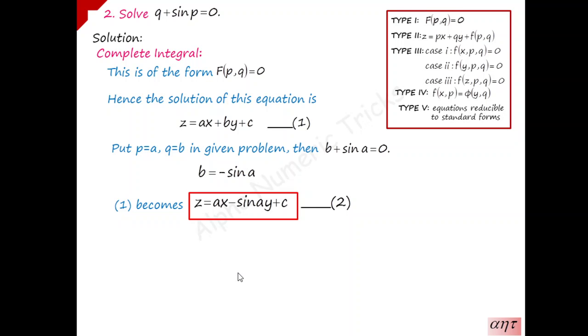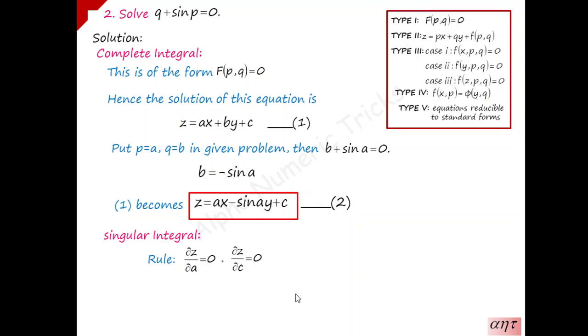Now we have to find the singular integral. The singular integral is obtained from the complete integral as usual: you differentiate the complete integral with respect to the arbitrary constants a and c and use the rule ∂z/∂a = 0 and ∂z/∂c = 0. That is, when you differentiate z partially with respect to a and c, that value is equated to 0. That is the rule we are using here.